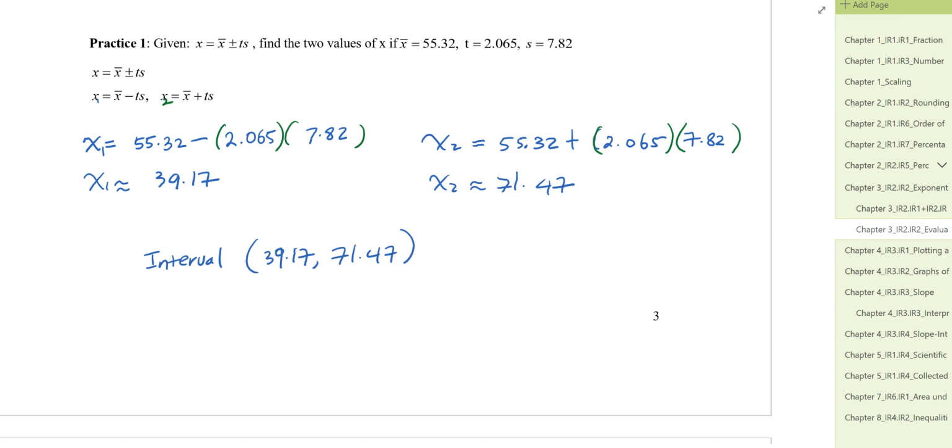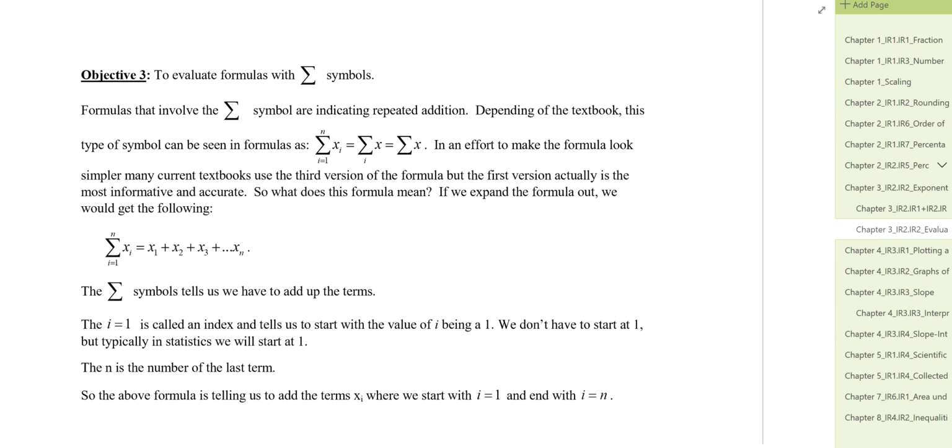That's interval notation. Okay. In the third objective, we're going to evaluate formulas involving the summation symbol. Now, this symbol here tells me to add up, summation, add them up. Depending on the textbook, this type of symbol can be seen in the form here, i equal to 1 to n, which tells me to begin at the first one all the way up to n. Some of them can also just write it this way or this way, right? All three of them look exactly the same here. They tell you to do the same thing, right?